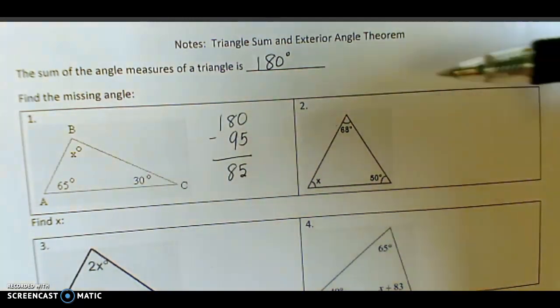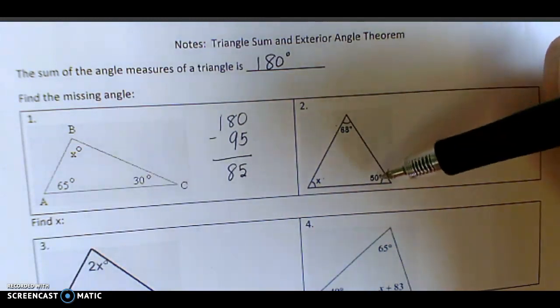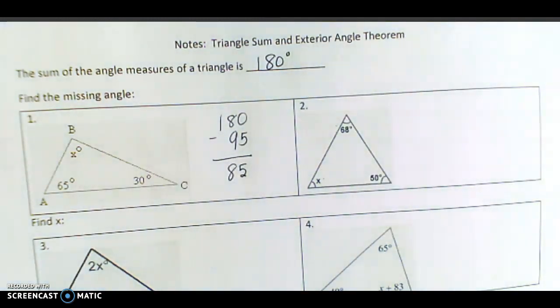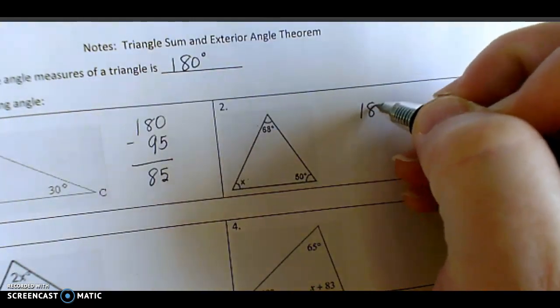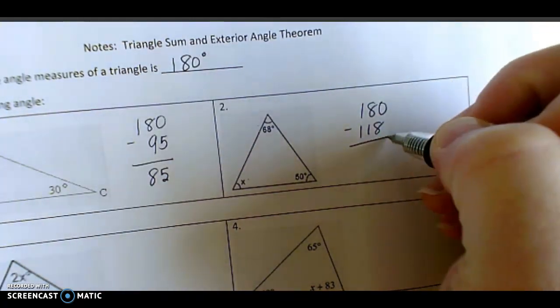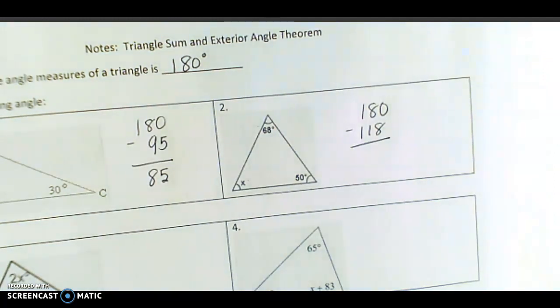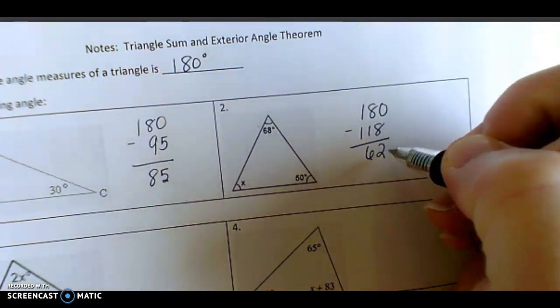Number 2, I'm still trying to find my angle. I know what these two angles are, so I'm just going to add them up. 68 plus 50, I get 118. So I'm going to take 180, I'm going to subtract 118, and I get 62 for my angle.